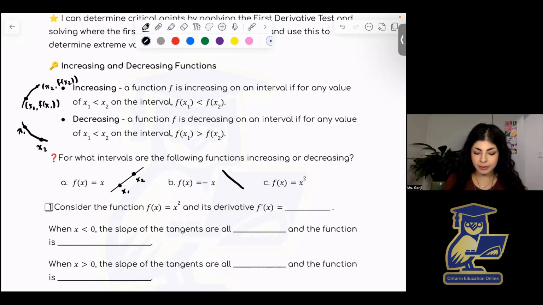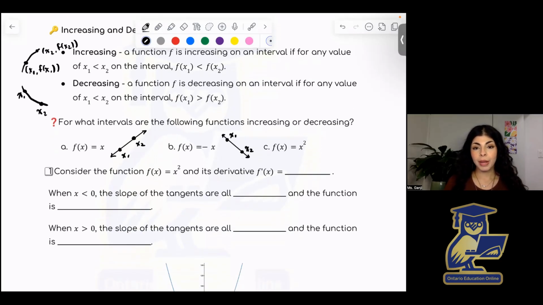Now similarly, f of x is equal to negative x, we have such a shape. It's a straight line like this. And so for any x1 and x2, again, we have that the outputs are decreasing. And I am just extending or putting my arrows there to show that these lines are extending because I haven't told you what interval this is. Because for these two functions, it actually works for any interval that you look at.